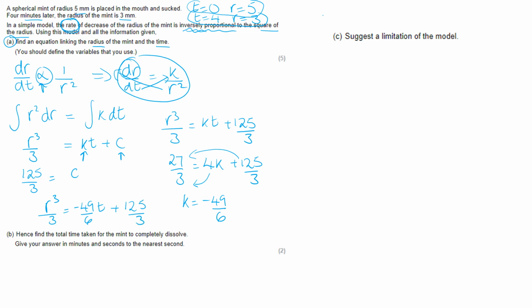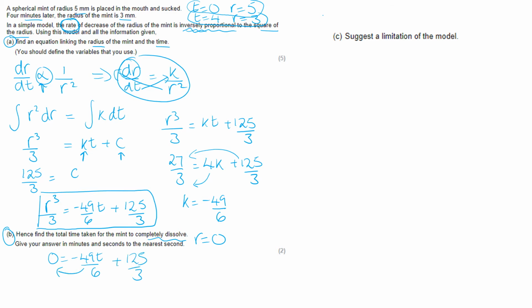Now it didn't say in terms of t, that would mean make r the subject. It just said find a linking equation, so that would be fine to just leave it like that. In part B, hence find the total time for the mint to completely dissolve. Well, when the mint is dissolved, this is going to mean that r is equal to 0. So we're going to have 0 is equal to minus 49t over 6 plus 125 over 3.